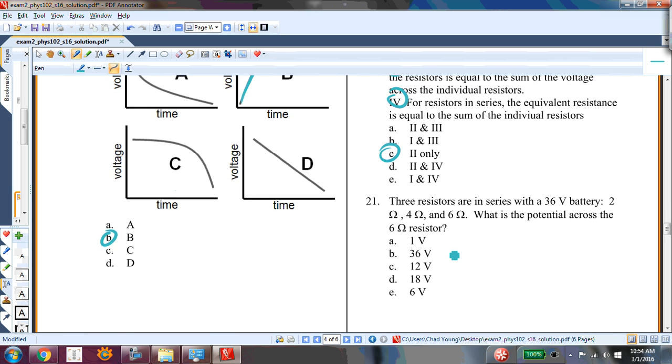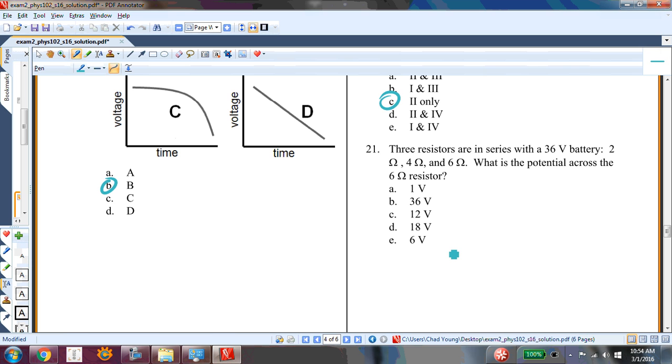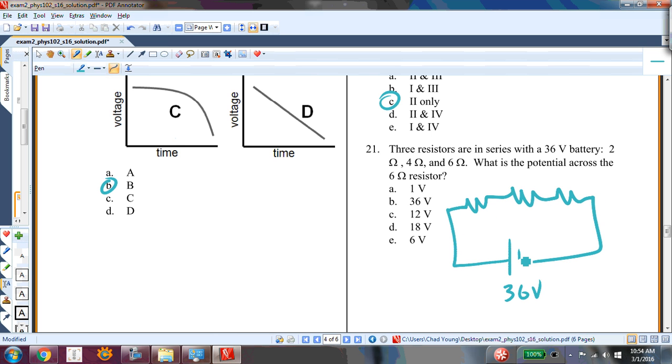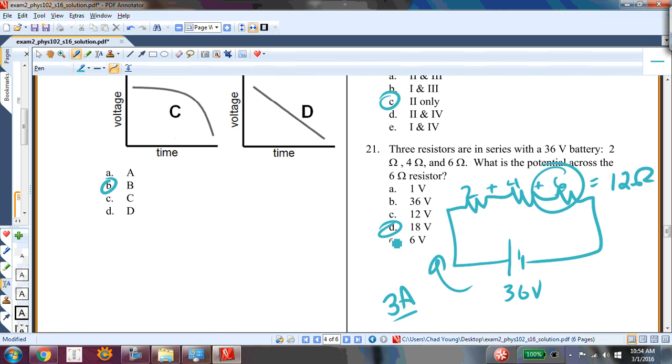3 resistors are in series with a 36 volt battery, 2, 4, and 6 ohms. What is the potential across a 6 ohm resistor? So 36 volts, 2, 4, 6 ohms. That gives me an equivalent of 12 ohms if I add those together. That means that I have a current here of 3 amps. So if I'm looking for the potential across this 6 ohm resistor, it's just going to be 3 times 6 or 18 volts. D is 21.